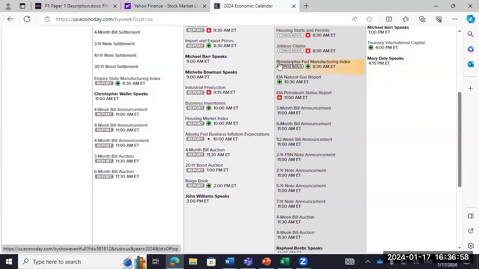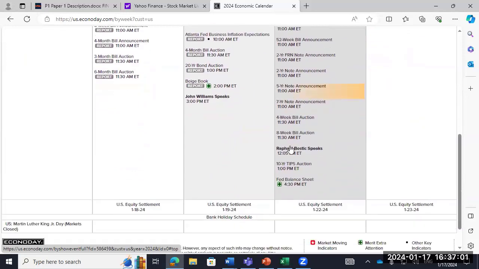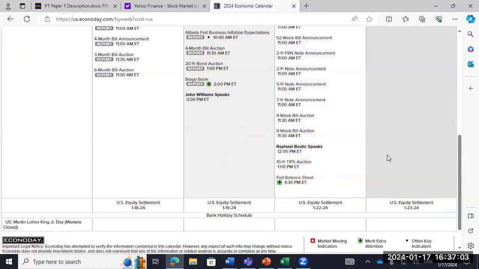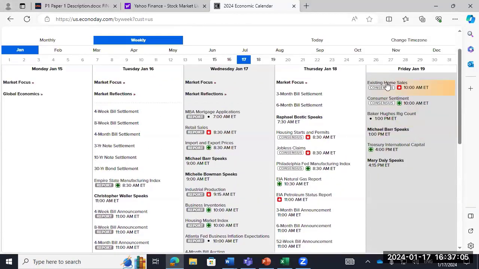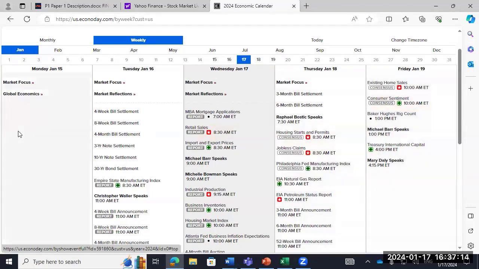There's a manufacturing index, but only the Philadelphia one. Nothing real big this Friday. Consumer sentiment, I don't know which one that is. There's 2 of them, but that can be important, kind of depending on what comes out. A lot of times these reports are ignored by the markets unless they surprise in some way.